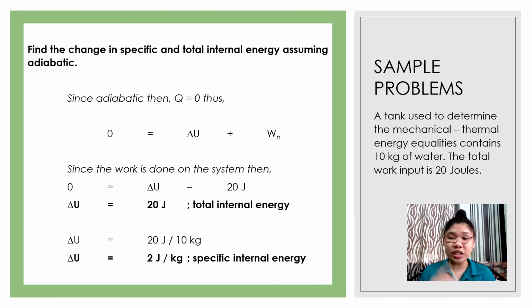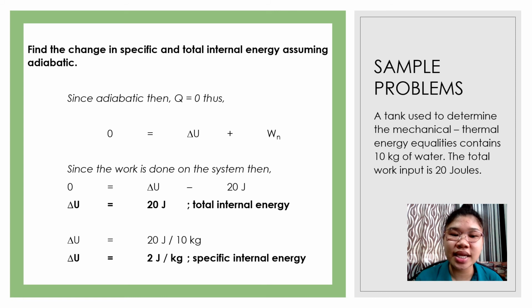First, what is adiabatic? Adiabatic, a famous term in thermodynamics, means that heat is 0. So Q is 0, since we are considering adiabatic here. Thus, for our equation, Q is equal to delta U plus Win. Q is 0, so we have delta U plus Win is equal to 0.